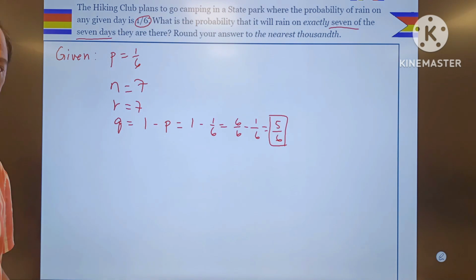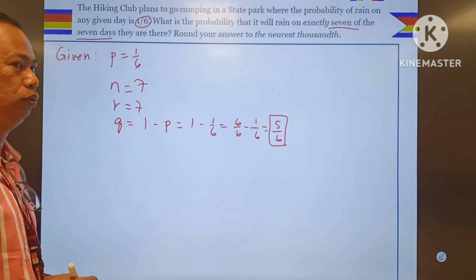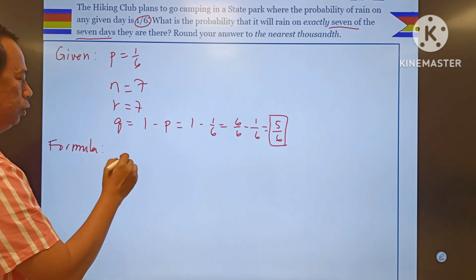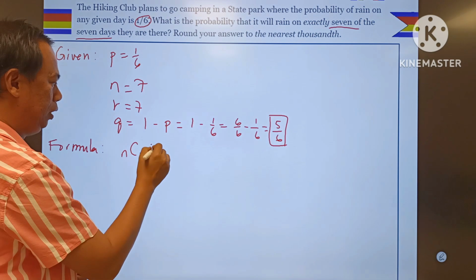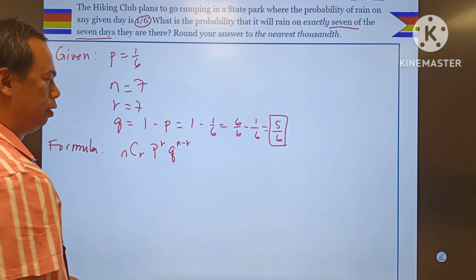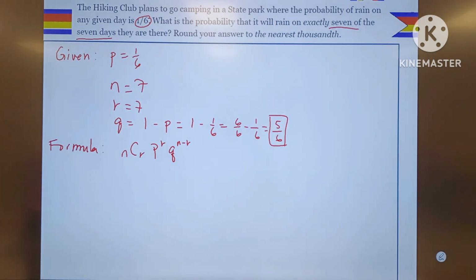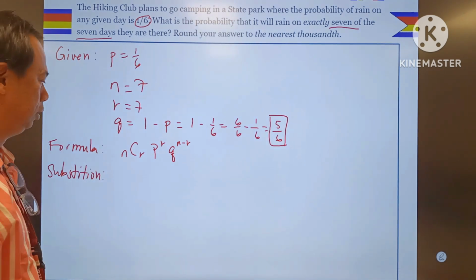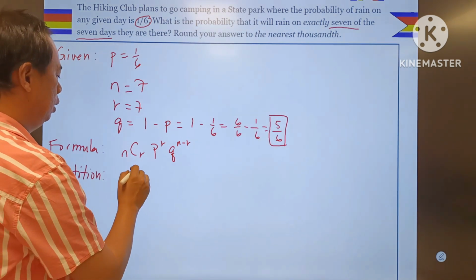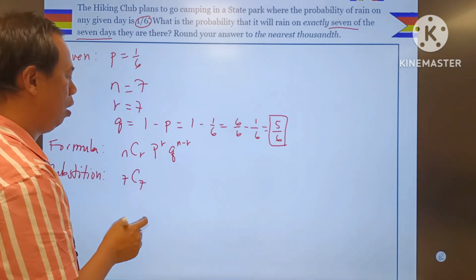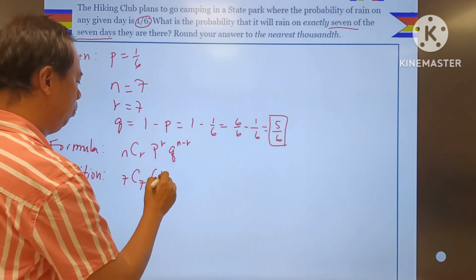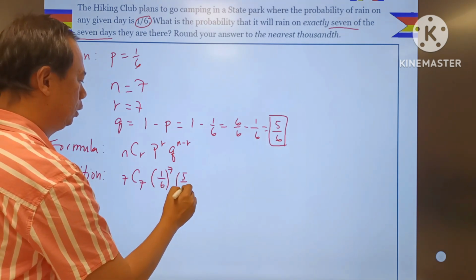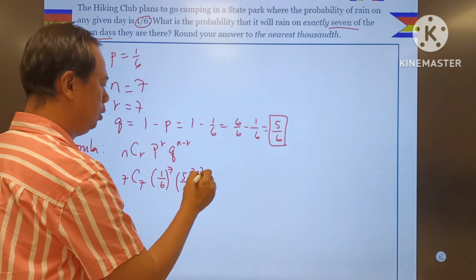After having all the givens, the next thing to do is write the formula. So what's our formula? We have nCr, p to the r, q to the n minus r. After that, we substitute. So the n is 7, we just copy C, and then we got 7 for r. The p is 1/6, in parentheses, 1/6, the exponent r is 7. Then we got q, 5/6, with the exponent 7 minus 7.